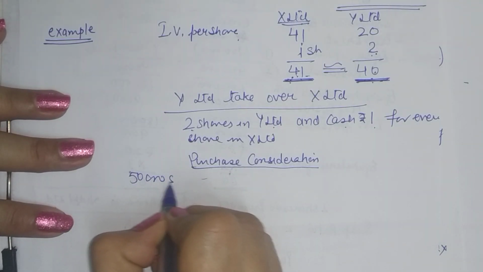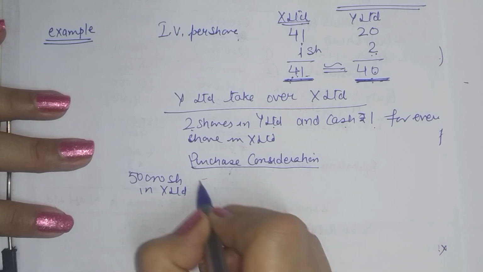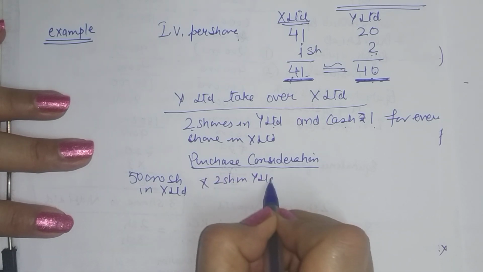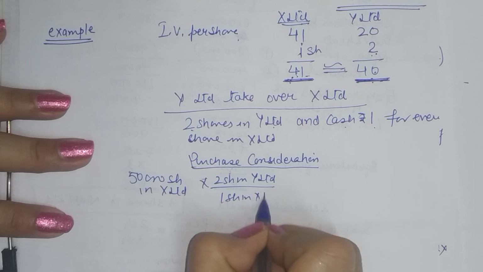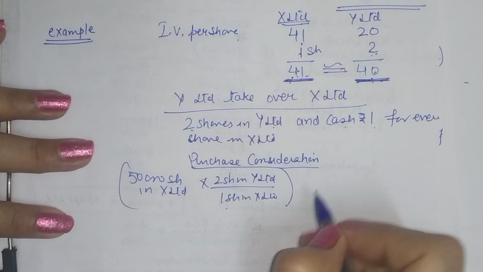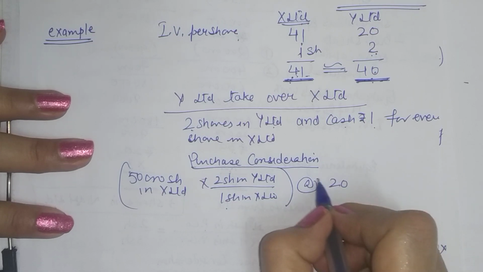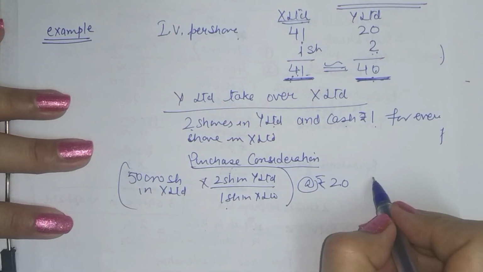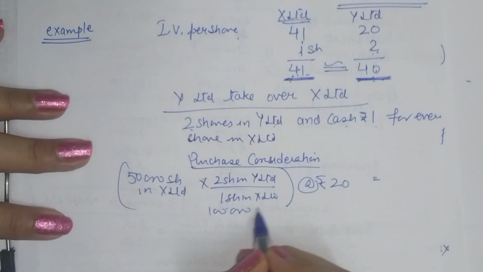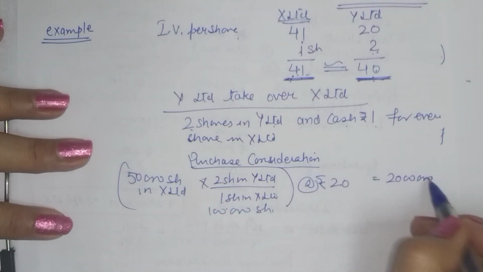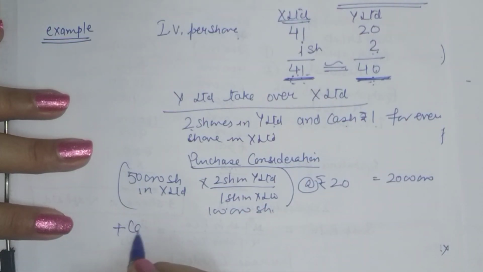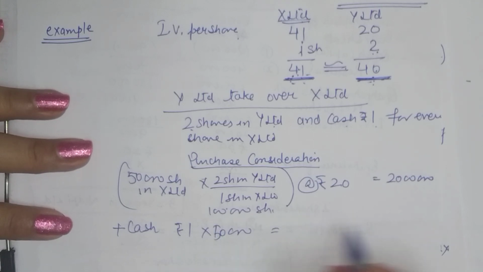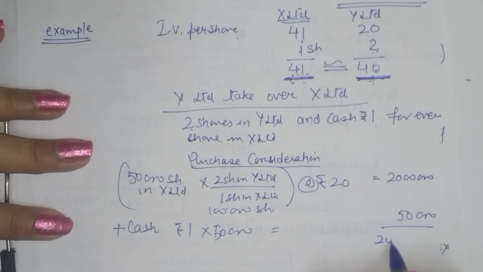for 50,000 shares in X limited, you will get 2 shares in Y limited for every single share in X limited. So for every single share, you will get 2 shares at the price of 20 because Y limited will be offering shares at their own price. So 1 lakh shares at 20 and this 1 rupee of difference will be compensated in form of cash. So a cash of 1 rupee for every share in the company. So 50,000 rupees of cash. So 20 lakh 50,000 rupees will be the amount of purchase consideration.